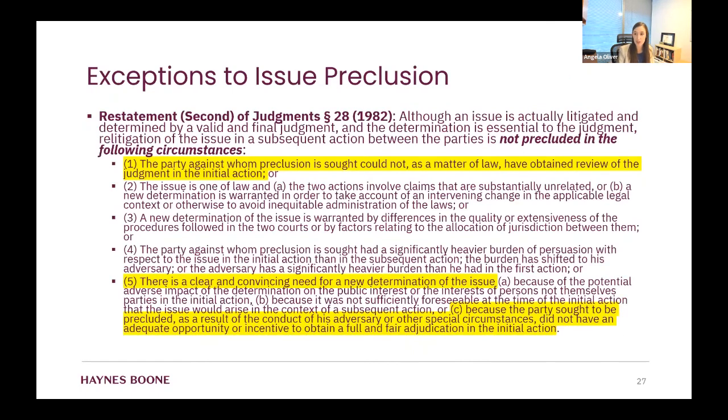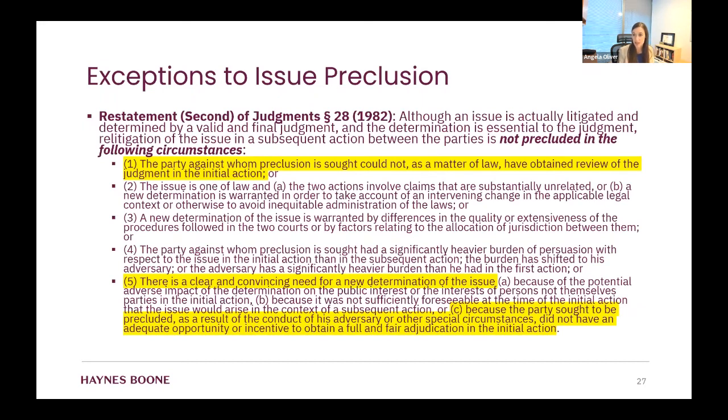So one of the points that we'll discuss today are the different exceptions to issue preclusion. Now, you may already be brainstorming a lot of different ideas about how to avoid the situation. I think there's probably a lot more ideas out there than what we've included here. But our point really is to collect a few quick ideas, things people should be thinking about. And one of those is the exceptions to issue preclusion.